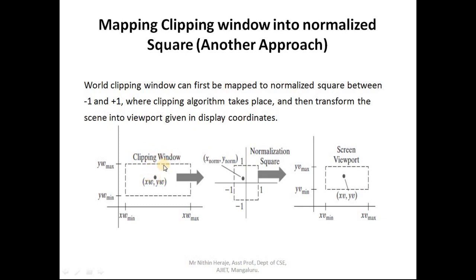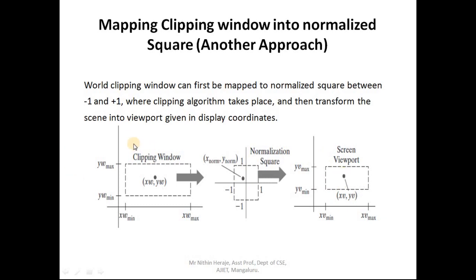So that is here. So from the world window coordinate, you will have a mapping to the normalized window, which is between -1 to +1. So -1 to +1, and then transform the scene into viewport given in display coordinates. So from here you need to transform to the viewport screen. Okay, so from here we are going to transfer to this point.